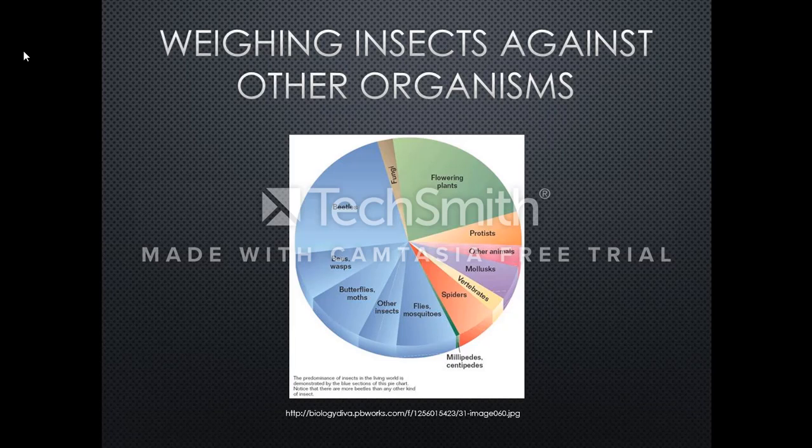So, weighing insects against other organisms, just a little brief pie graph here. We talked about the diversity of insects. Beetles make up the largest of the different families of insects, but you can see there that over 50% of the organisms, both vertebrate and invertebrate, on the planet are insects.